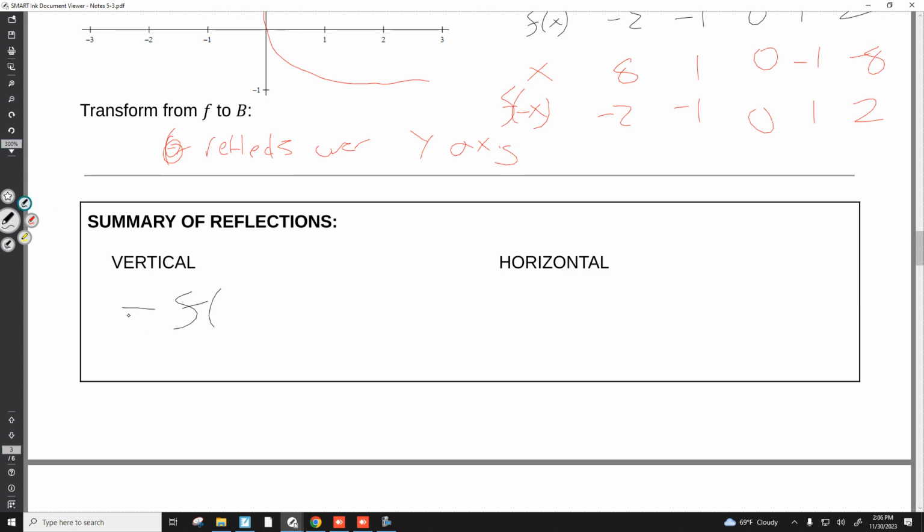It was a horizontal reflection. Negative f of x is a vertical reflection. F of -x is a horizontal reflection. The vertical reflection reflects over the x-axis. The horizontal reflection reflects over the y-axis.